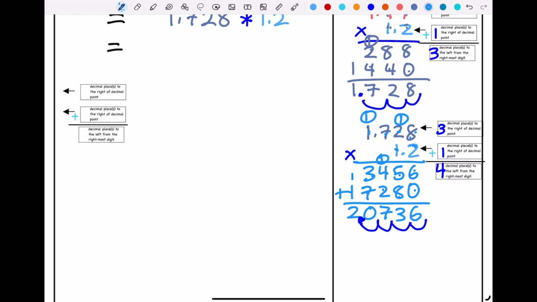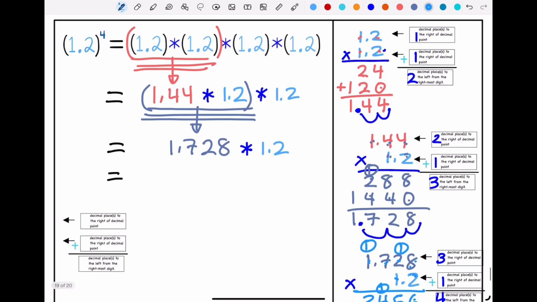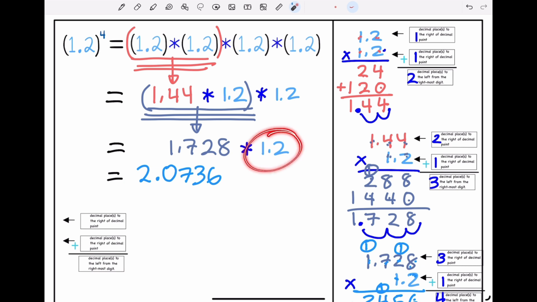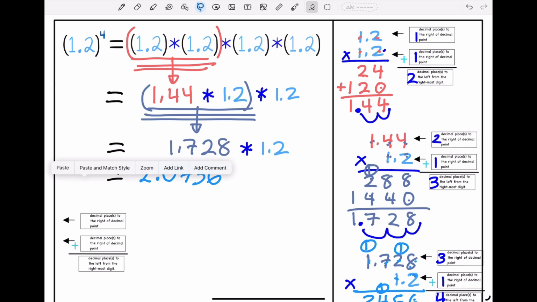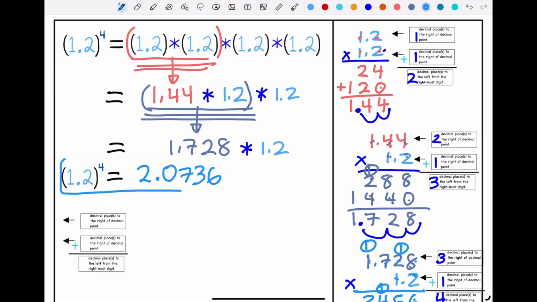And that is our answer. So we have 2.0736. And we have no more 1.2s left. So what this tells us is that 1.2 to the 4th power equals 2.0736. And we are done.